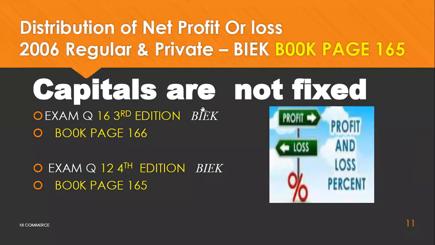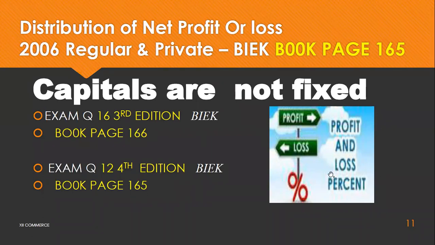Yes, this is your distribution of profit and loss 2006 question. Here in this question we have fixed capitals. Fixed capitals means their capitals are not changed. So I chose exam question number 16, third edition, Karachi board. This is on your book page number 166. And exam question number 12, fourth edition, this is on book page number 165. Let's proceed towards this picture.